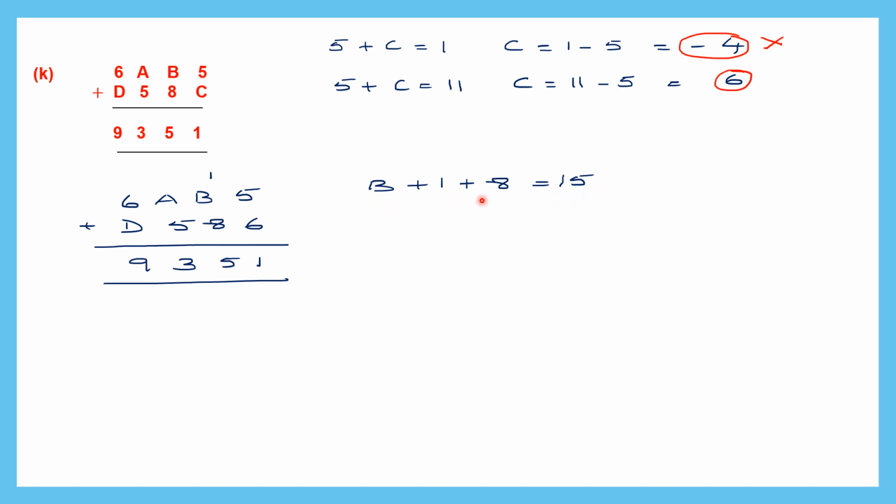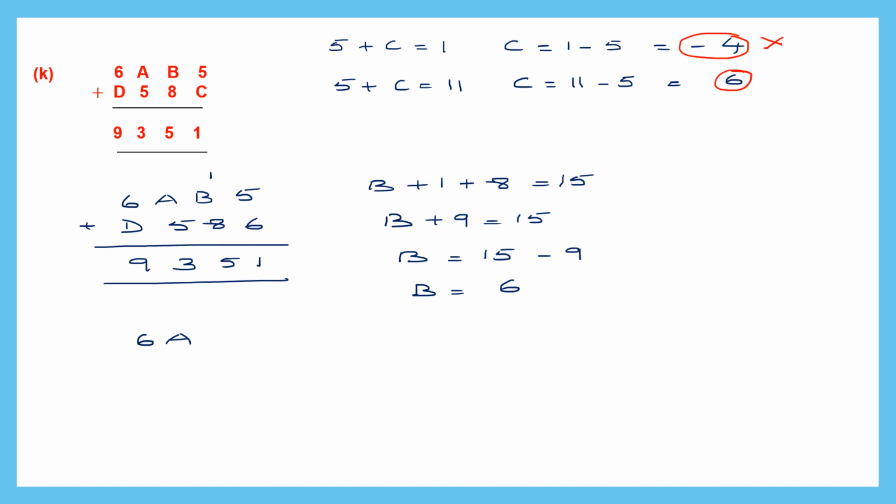So B plus 1 plus 8 is 9, which is equal to 15. B plus 9 is 15. So B is equal to 15 minus 9, which is 6. And we can take B as 6. So let's substitute here wherever we have B. Let's put 6 in that place. So let's write that 6.